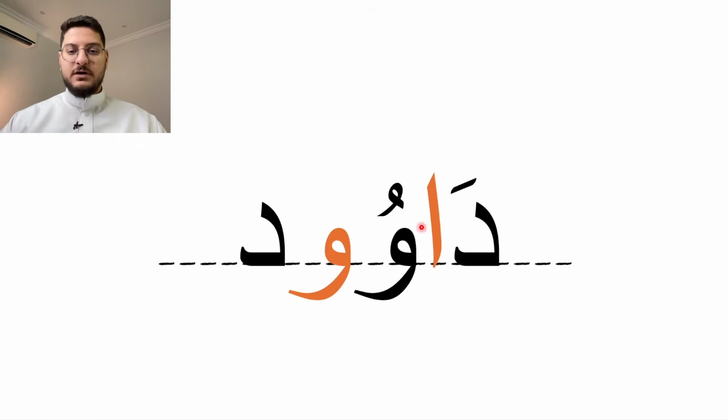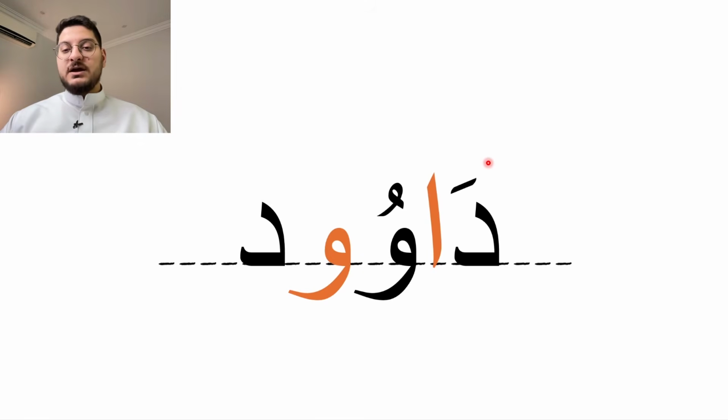And then what do we have? We have the wow in here. It's not in orange, so it's not making anything longer. It actually has the dhamma on top, so this makes it woo. So it's like a W with the oo sound. And then what do we have? We have another wow. But this time this is in orange. So this wow is a long vowel, and it's making the previous woo sound twice as long. So this becomes woo.